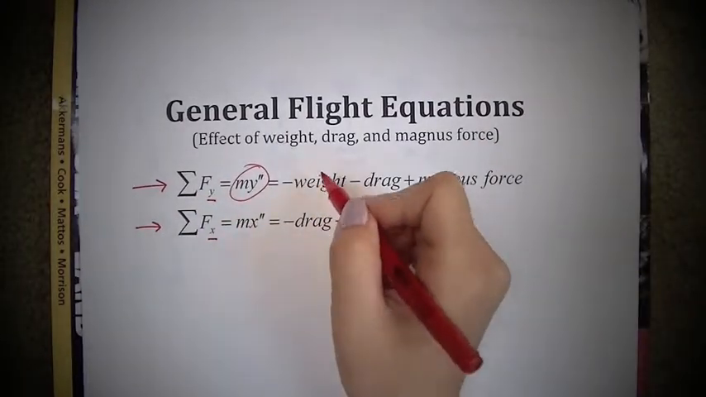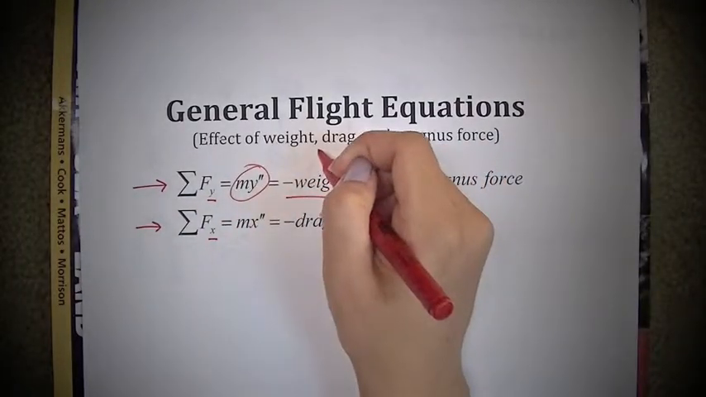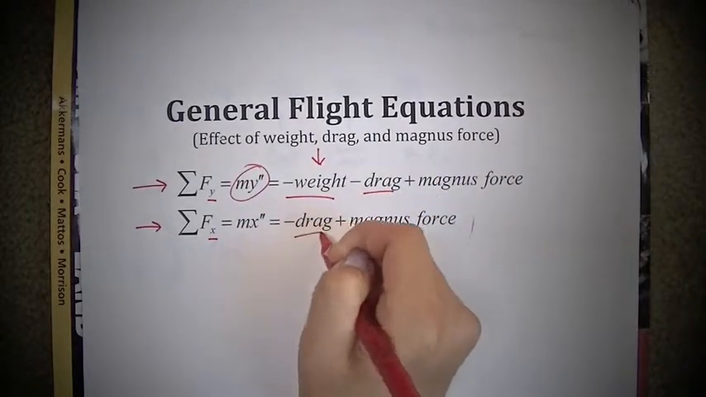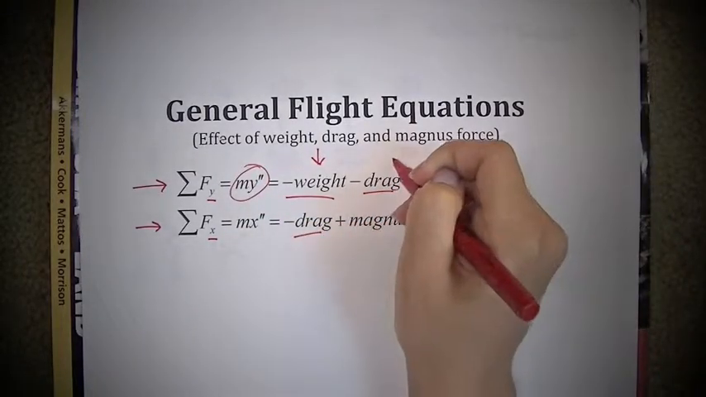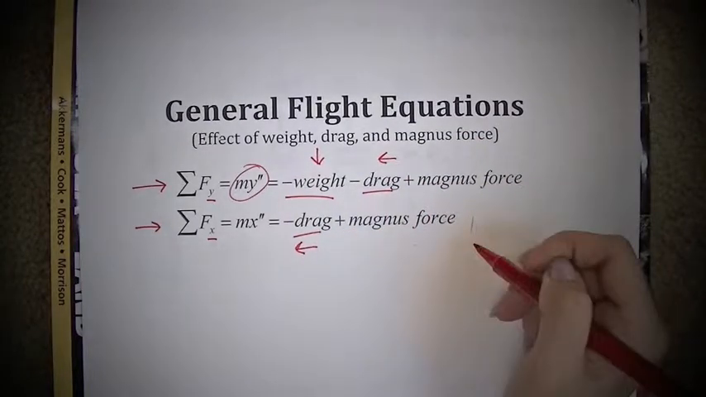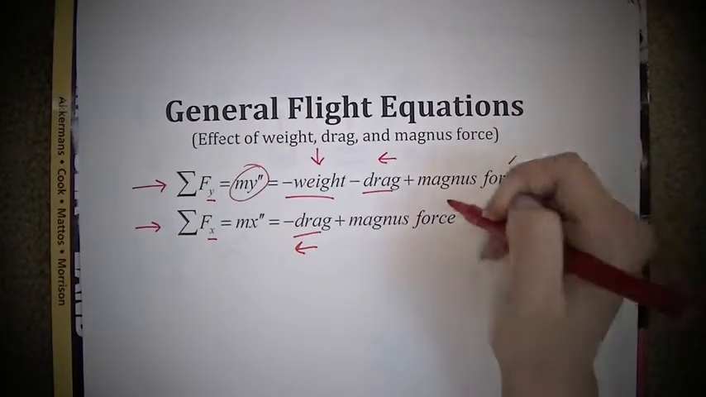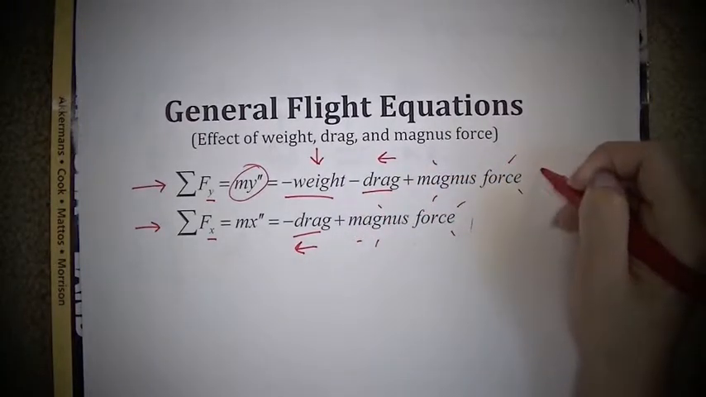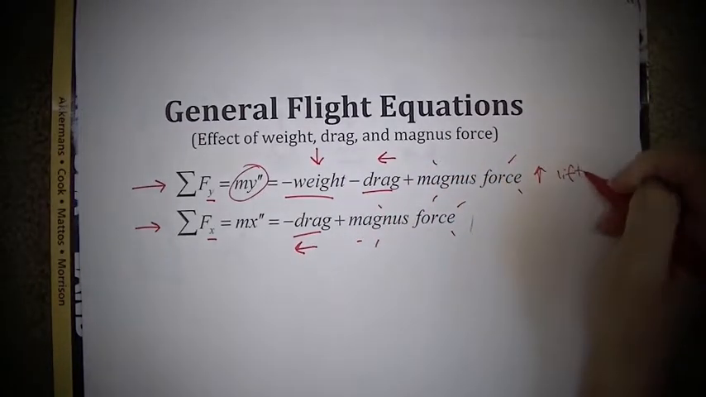In the y direction, the weight is subtracted because it is the force that pulls the ball down. Air resistance is contained in both directions and is subtracted from each direction because it prevents the ball from moving forward. However, a force called Magnus force, which we'll go over a bit later, is added to both equations because it produces lift. Let's understand these equations in more detail by exploring air resistance and Magnus force.